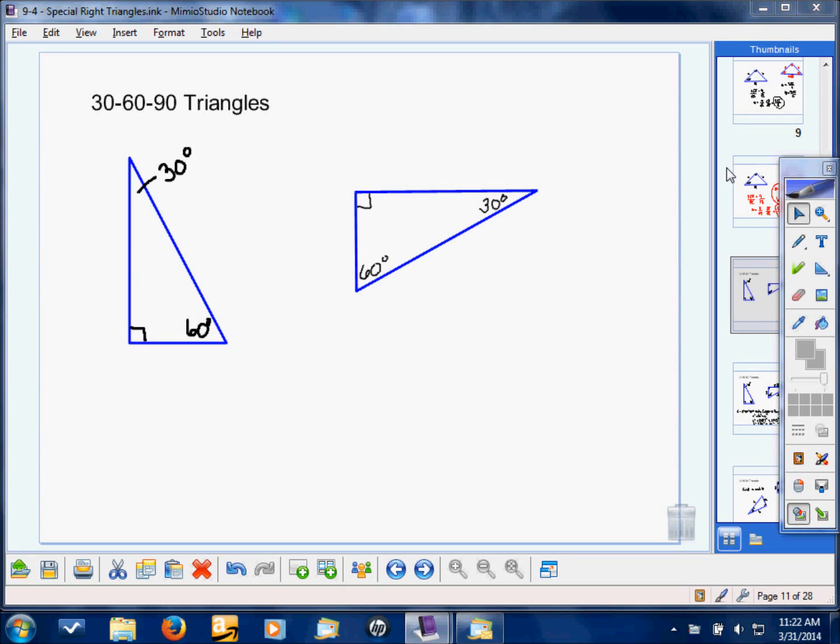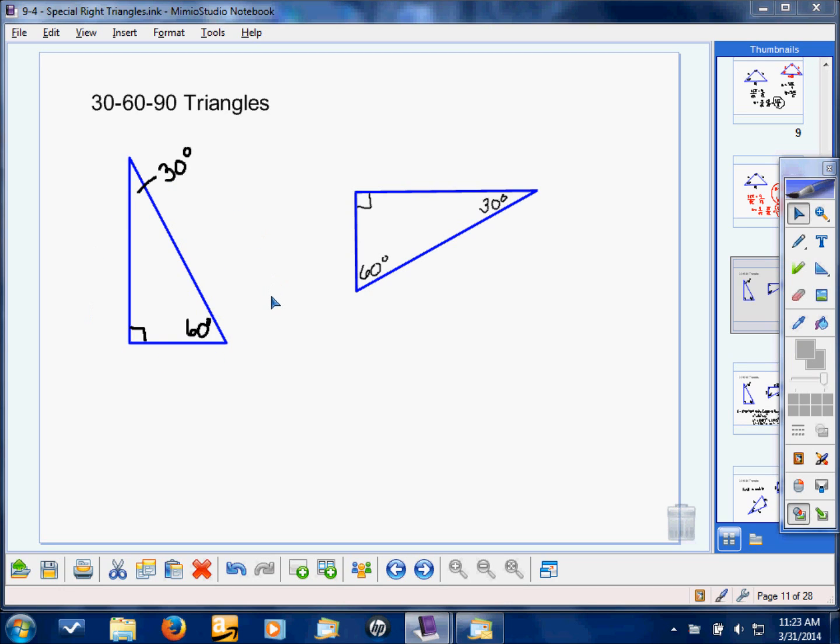This is an extension of our lesson on special right triangles. Last time we did a study of 45, 45, 90 right triangles. Now since it's a right triangle, that takes care of the 90 part. The other two angles have to be 30 degrees and 60 degrees. If you add them all up, you find out that you do get 180.